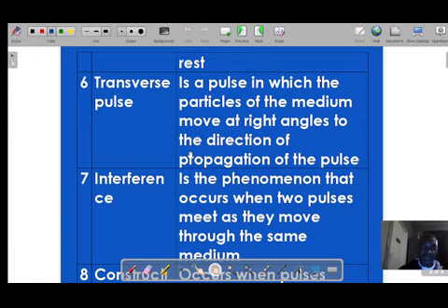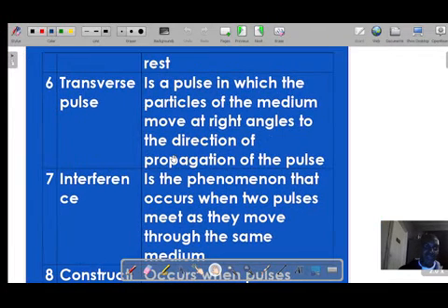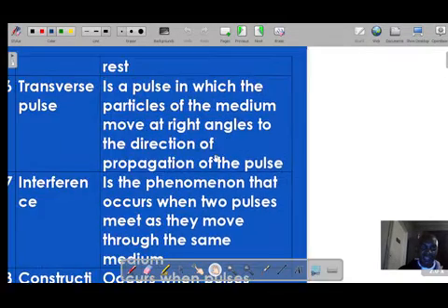Now another term here is called transverse pulse. It is a pulse in which the particles of the medium move at right angles to the direction of propagation of the wave. Let me explain what I mean here. Now look at these two lines here. Let me use the red one. I think it's going to bring it out properly.